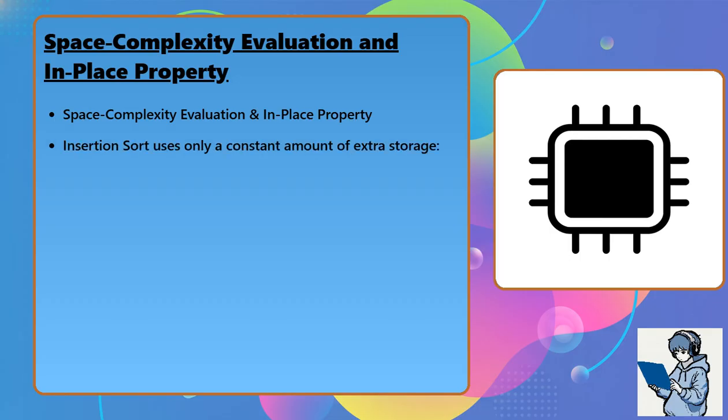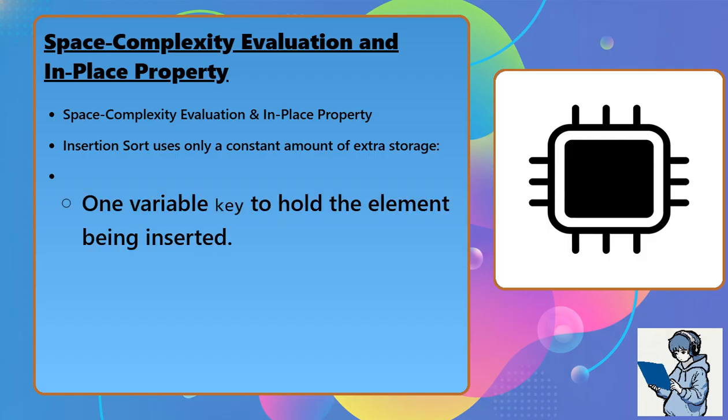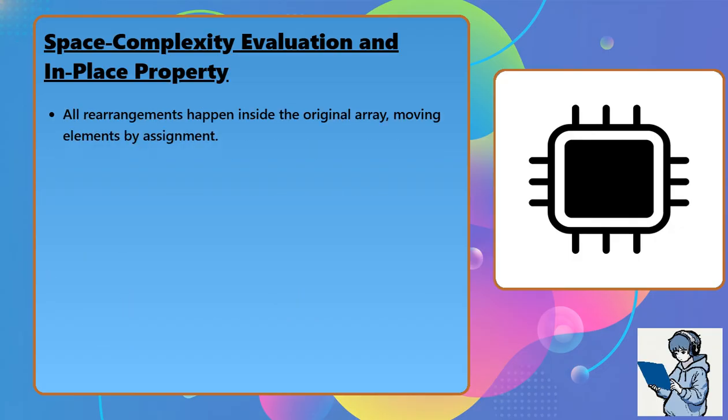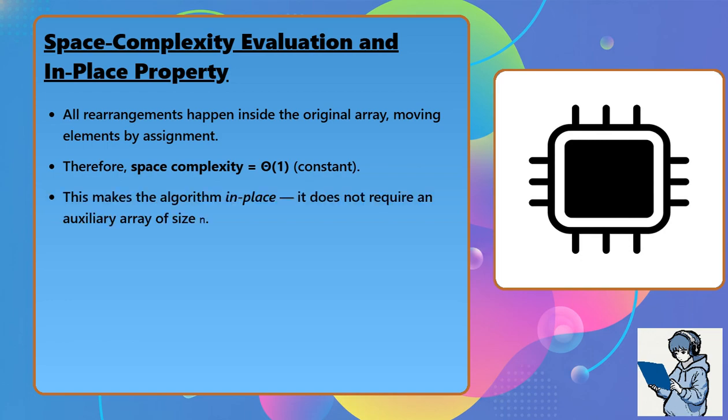Space complexity evaluation and in-place property. Insertion sort uses only a constant amount of extra storage. One variable key to hold the element being inserted. One index variable j for the inner loop. All rearrangements happen inside the original array, moving elements by assignment. Therefore, space complexity equals Theta of 1, constant. This makes the algorithm in place. It does not require an auxiliary array of size n.